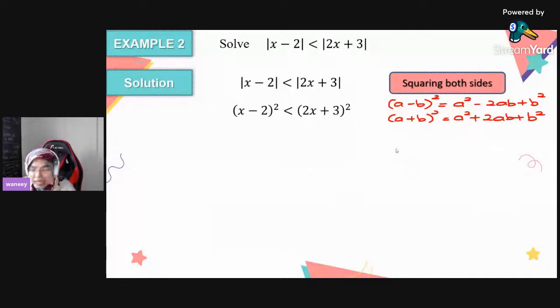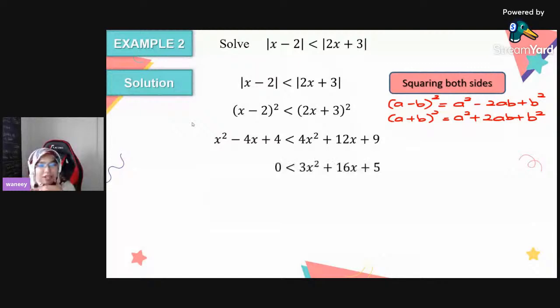Okay, so expand. Right, so how to expand (x minus 2) squared? So expand them. You will have x squared minus 4x plus 4. And then on the right hand side, it will become 4x squared plus 12x and then plus 9. Okay, and then of course bring everything to the right hand side. So 3x squared plus 16x plus 5.